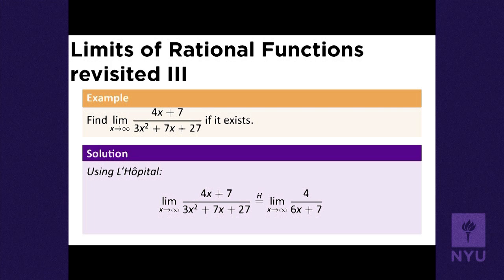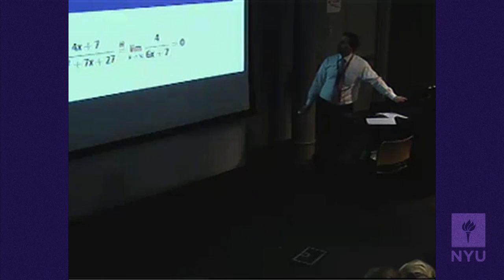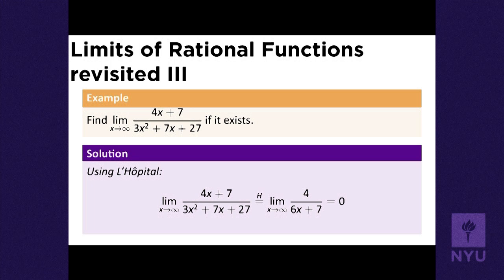And this is no longer indeterminate because the numerator goes to 4 and the denominator goes to infinity, so the quotient goes to 0. Okay, so this is pretty generic, right? It's not depending too much on the coefficients of these polynomials. What it's really just looking at is the degree of the numerator versus the degree of the denominator.